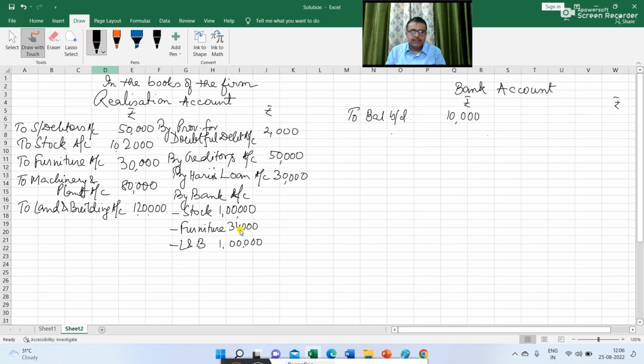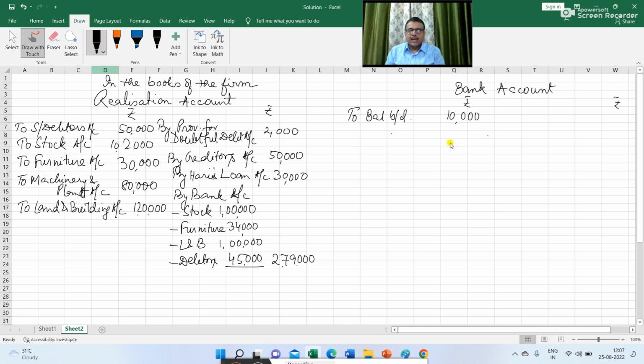In the inner column I have recorded 45,000 collected from debtors. So bank account debit to realization account from debtors, this is 45,000. So total amount collected from the sale of assets is rupees 2,79,000. In the outer column, I am recording 2,79,000. So journal entry is bank account debit 2,79,000 to realization account.